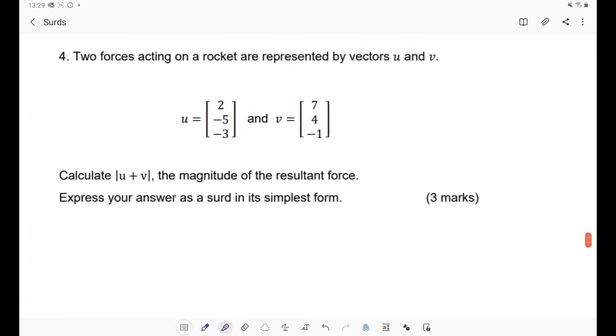Question 4. Here we have 2 vectors and we are being asked to find the magnitude of the resultant force. Now the magnitude of the resultant force, they won't necessarily tell you what that means. They've been very nice and they've done it here, but they won't always. And what this means is add them all up.